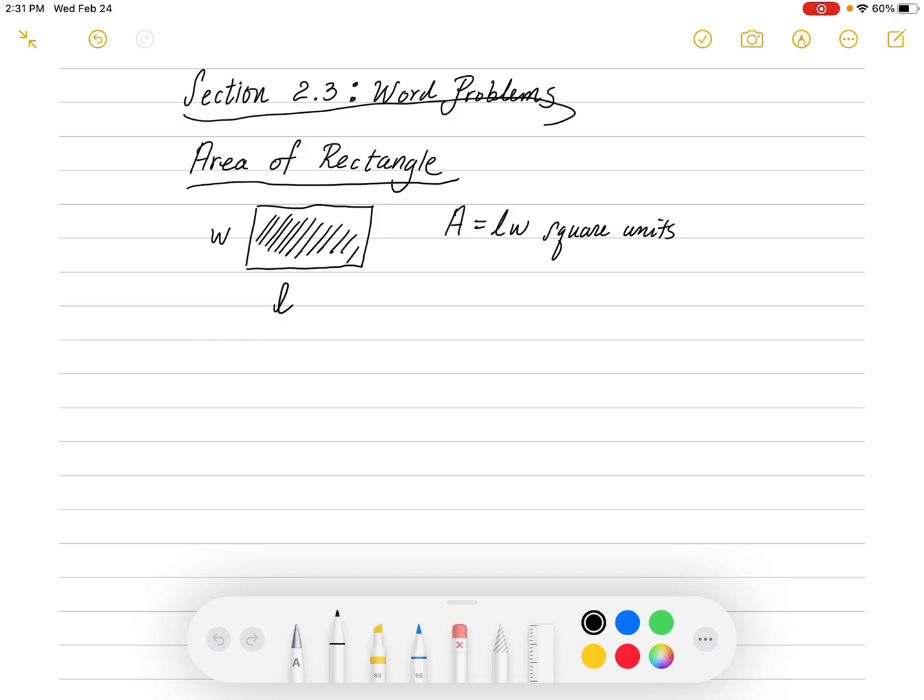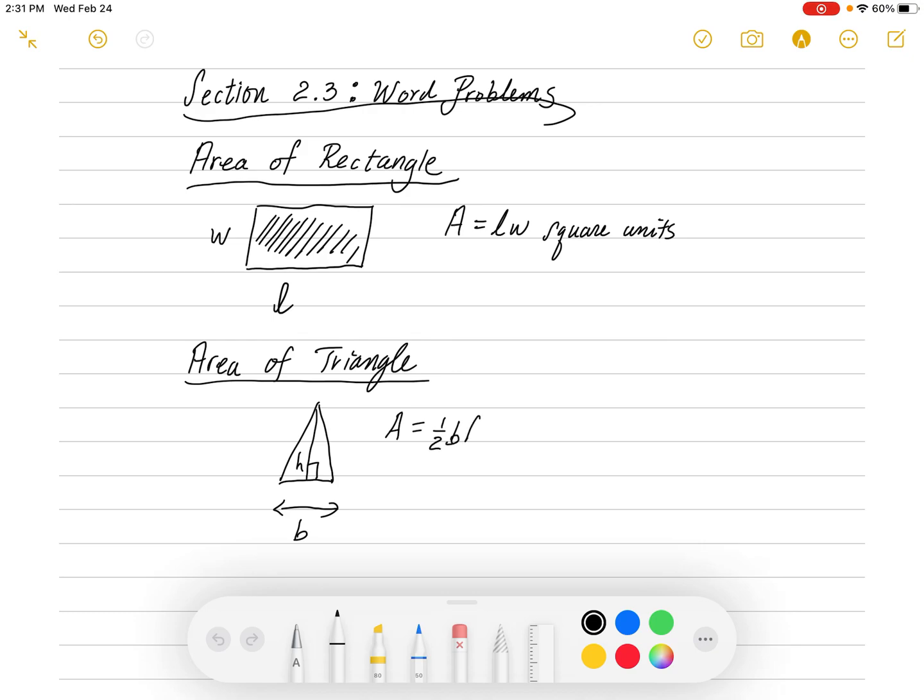What else? There's the area of a triangle. So if I take a triangle, we have this dimension called the height, and this dimension called the base. The area of a triangle turns out to be 1/2 the base times the height. And this is also in square units.